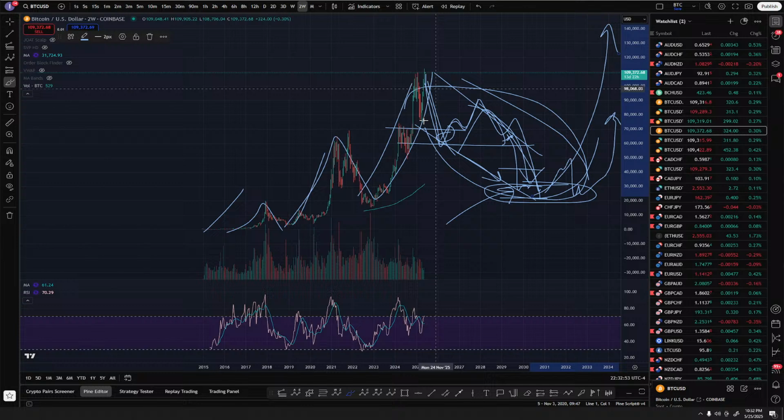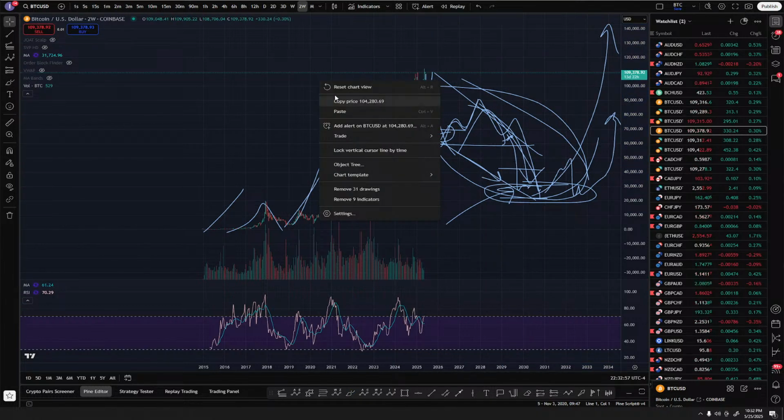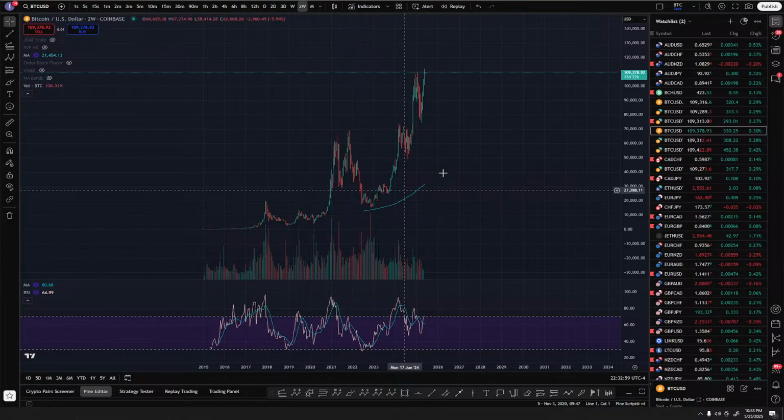So anyway, that's kind of what I think we're doing. That's kind of where I think we are in the Bitcoin chart. I could be wrong, but that's the way I look at it.